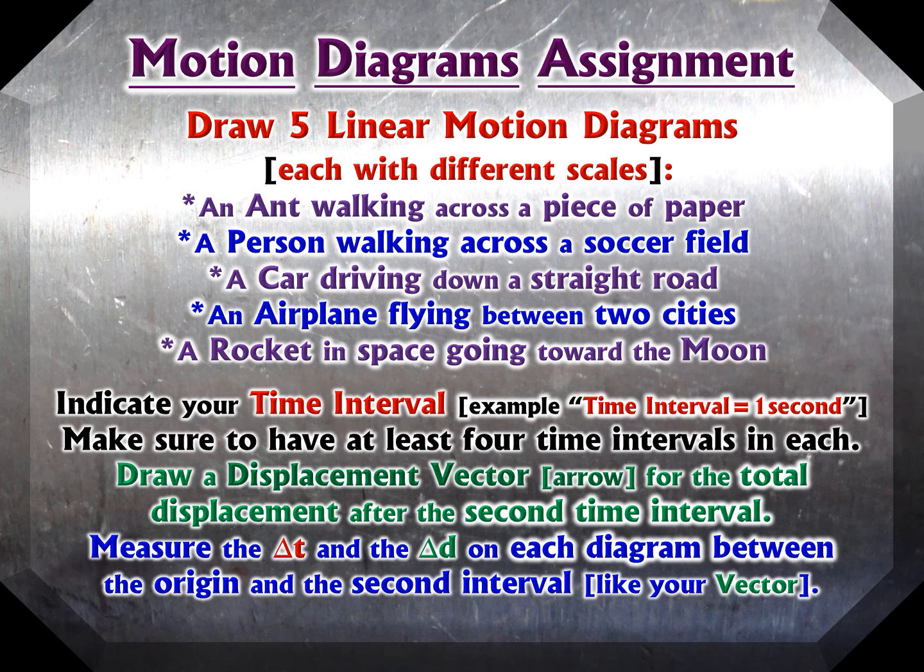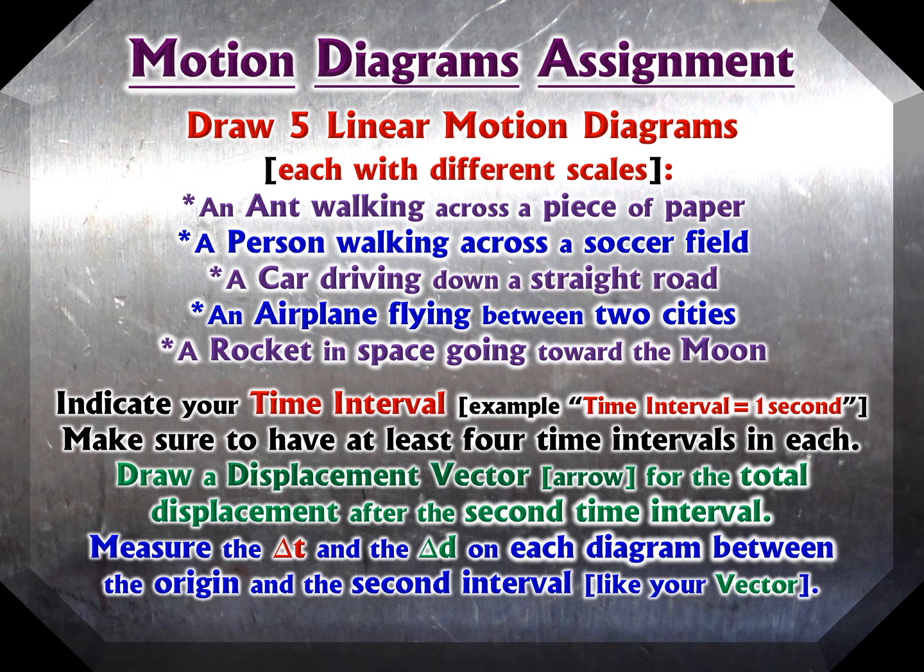So your assignment is fairly straightforward. You're going to be making some of these motion diagrams. It's a motion diagram assignment. Here's the instructions. You're going to draw 5 different linear motion diagrams, similar to the ones that you've seen in the notes, but each one needs to have a different scale. In other words, they can't all say 5 meters, 10 meters. You got to pick an appropriate scale for whatever we're observing here.